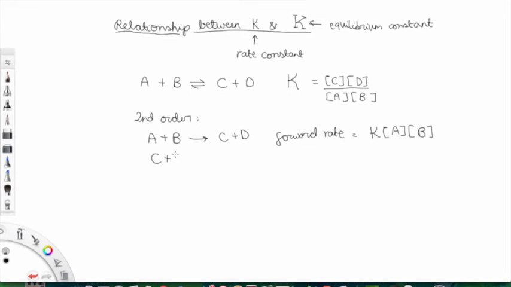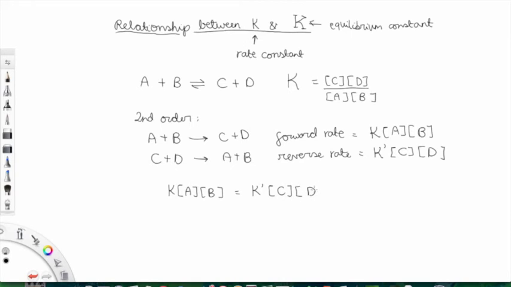And then if you have C plus D going to A plus B, this is the reverse rate, which is often given this little prime above the k. And this is k'[C][D]. And so at equilibrium, the definition of equilibrium is that the forward rate is equal to the reverse rate, right? And so that means k[A][B] is going to equal k reverse [C][D].